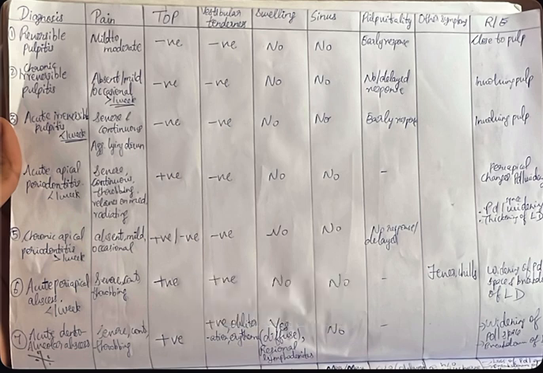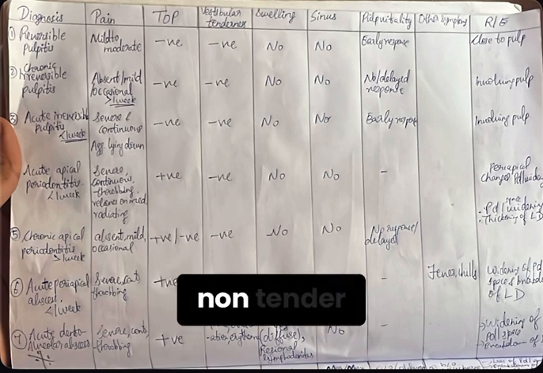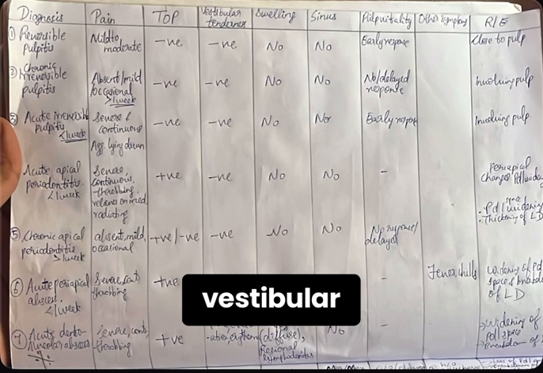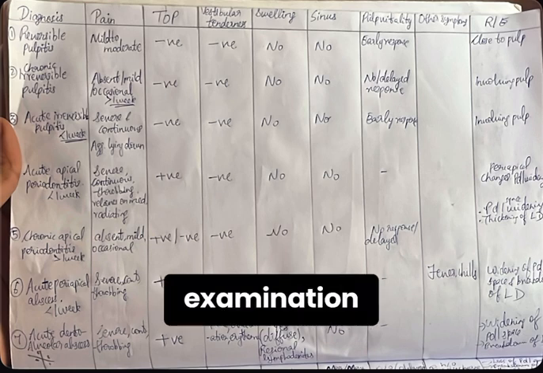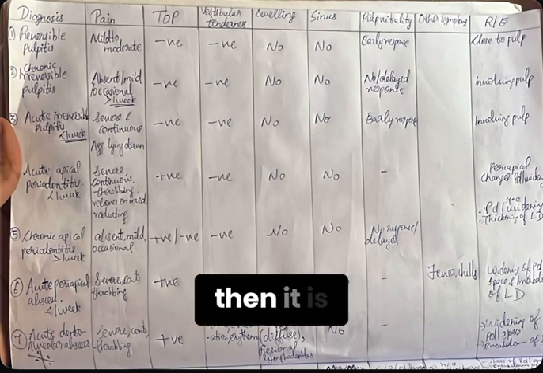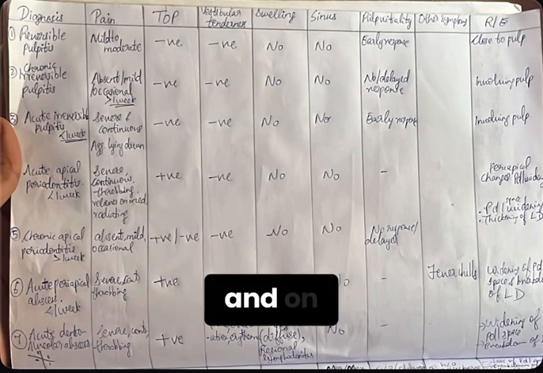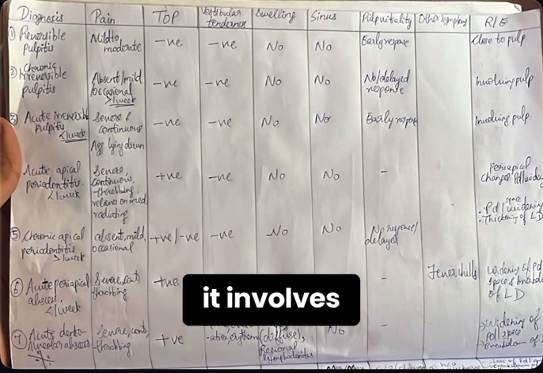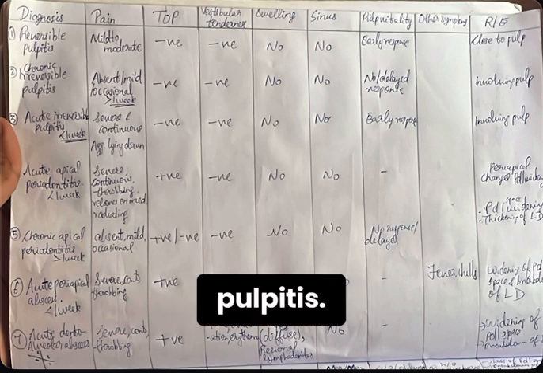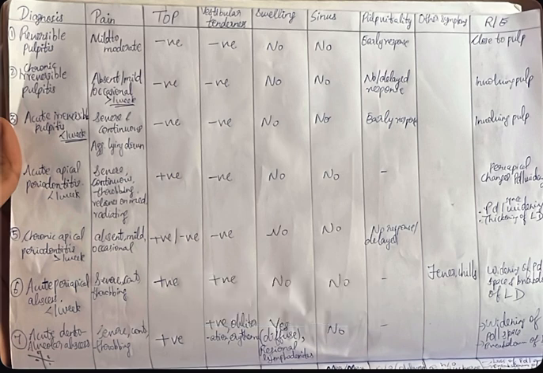In this, if the pain is mild to moderate and the tooth is non-tender on percussion and there is no vestibular tenderness, on radiographic examination it says it's close to pulp, then it is reversible pulpitis. If the pain is occasional or absent and on radiographic examination it involves pulp, then it is chronic irreversible pulpitis. If the pain is severe, then it is acute irreversible pulpitis.